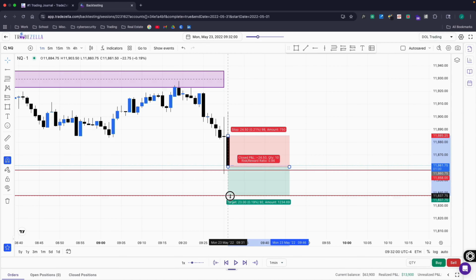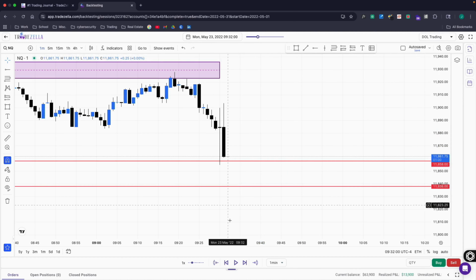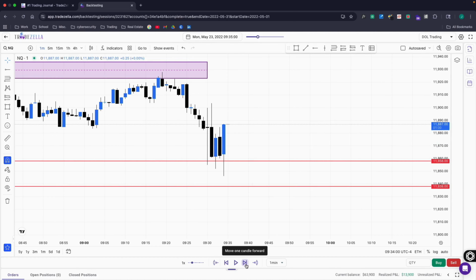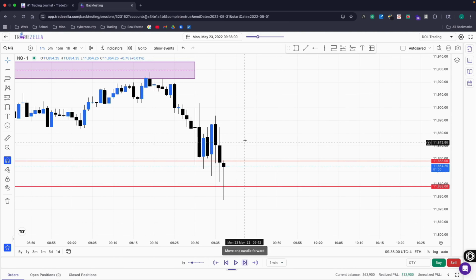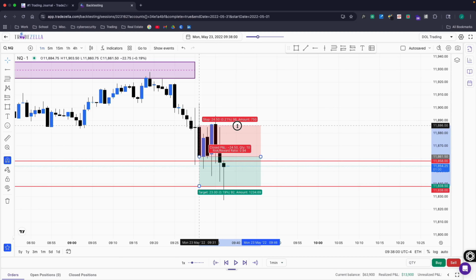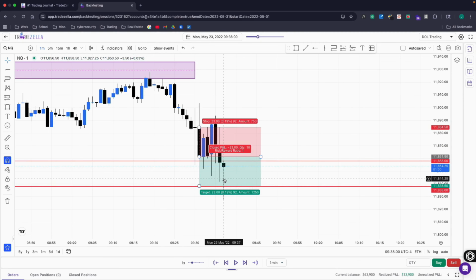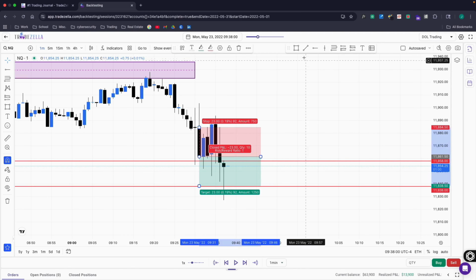Oh, this is ugly. Even a 1-to-1 right here would just be so ugly. Yeah, I'm not even taking that. And we're probably not even going to hit it. Oh, we did, nice. I don't even know if I would have gotten stopped out with a 1-to-1. Yeah, definitely would have got stopped out with a 1-to-1. I also probably would have been at break even. Oh no, because the next candle stopped me out. All right, good thing I didn't take that.